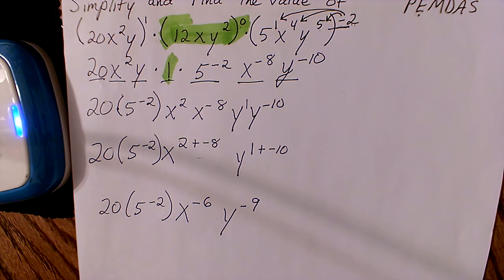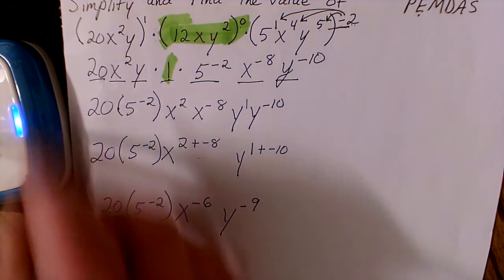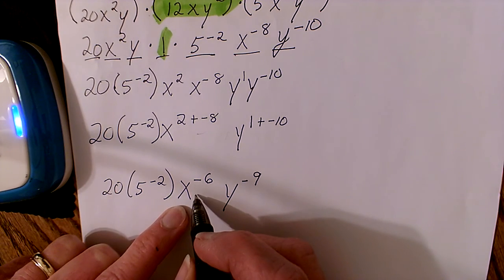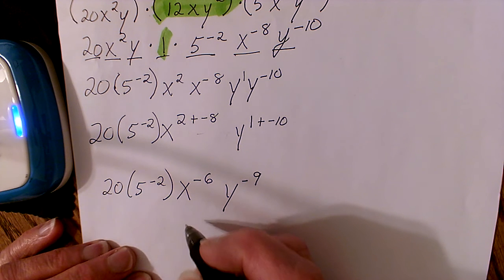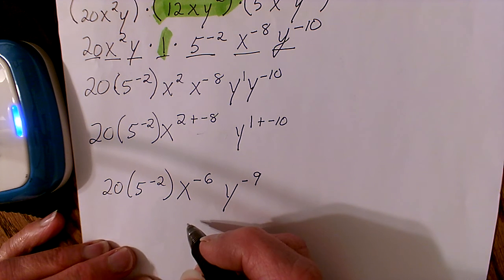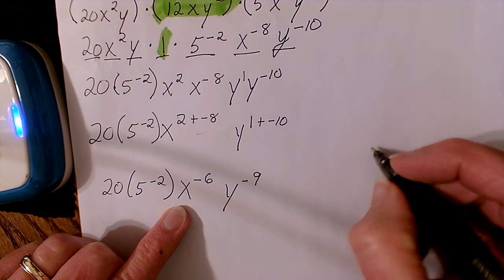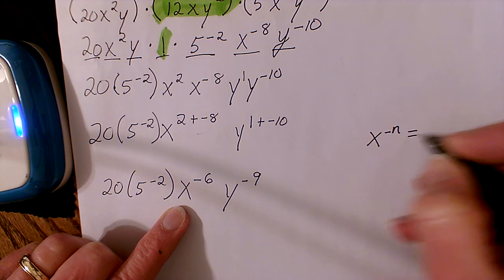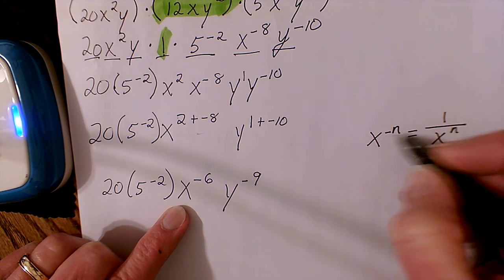At this point, when we are simplifying things, and that was the original directions, we do not want to leave any negative exponents. The way I can make the exponents positive is to move them below the fraction bar. Now you might be saying, I don't see a fraction bar, so make a fraction bar. The rule we're using is that x to the negative n is the same as 1 over x to the n. So we're bringing this below the fraction bar.